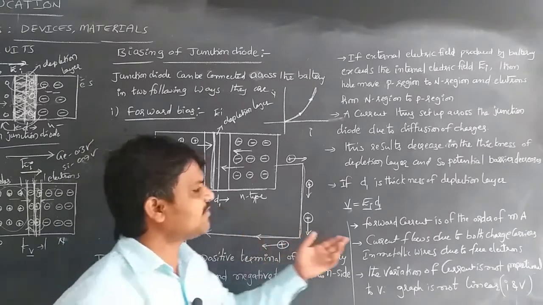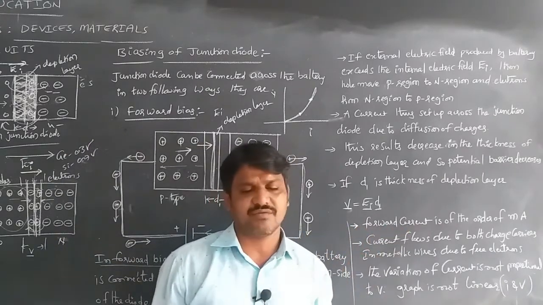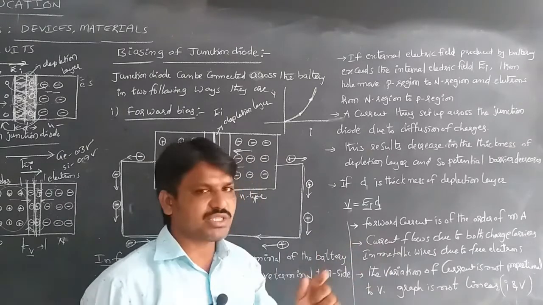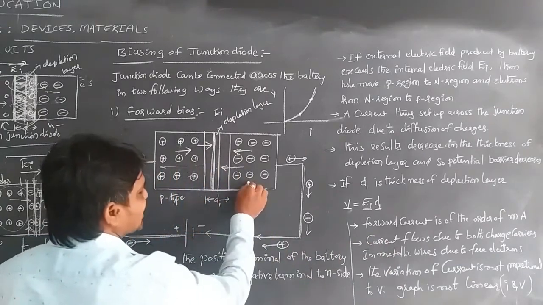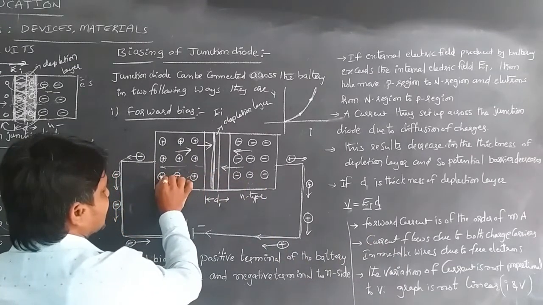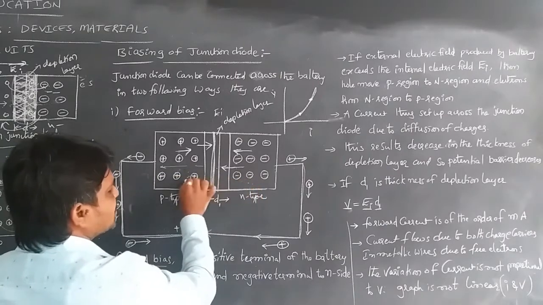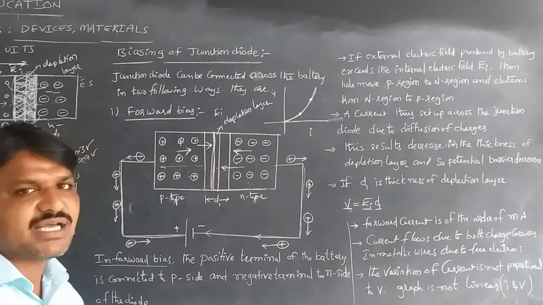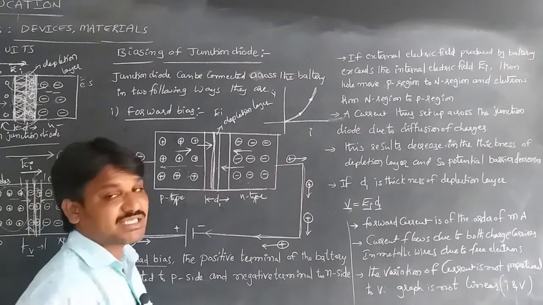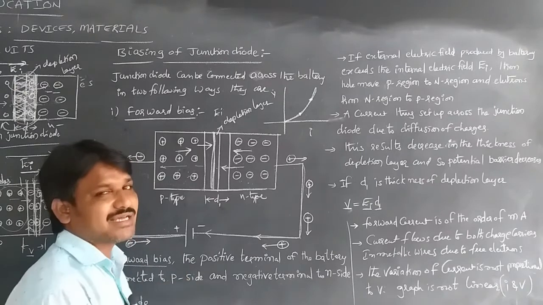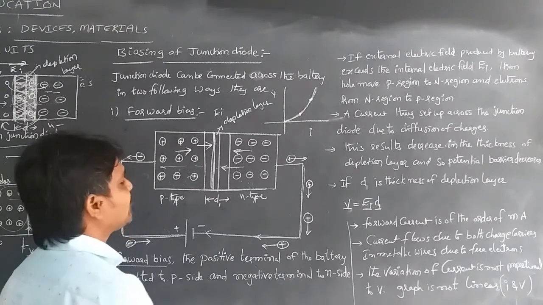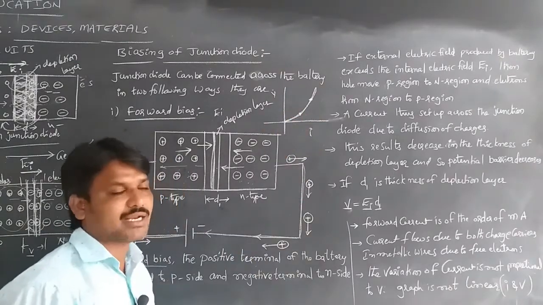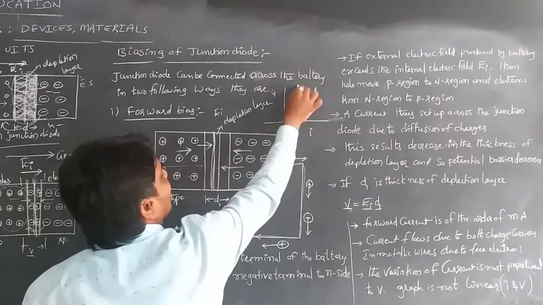The forward current is of the order of milliamperes, and the current flows due to both charges: negative charge particles move this side, and positive charge carriers move this side. So due to both charge carriers, current flows in the circuit. Also, the variation of current is not proportional to V, meaning V is not proportional to I in this case. So the graph is not linear. Linear means it moves straight; here it is not linear, it will be like a curve. This is the forward bias.